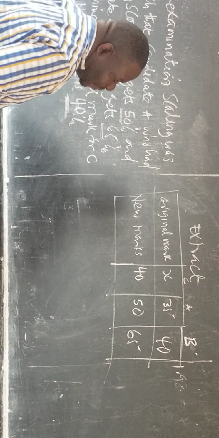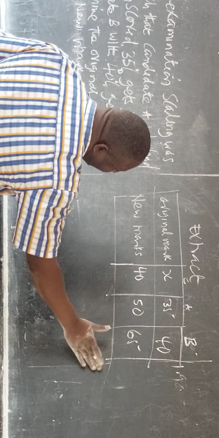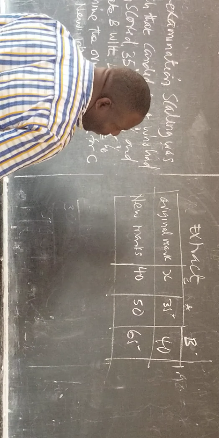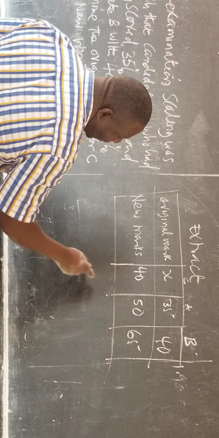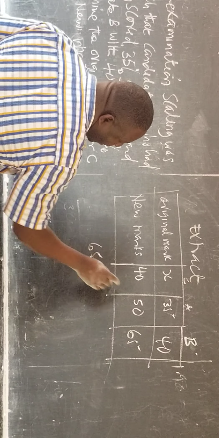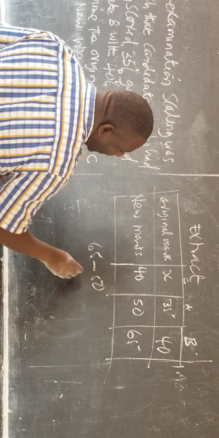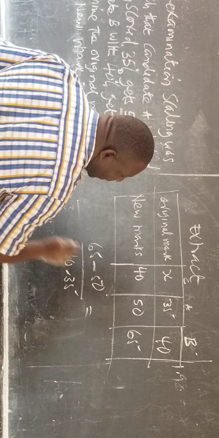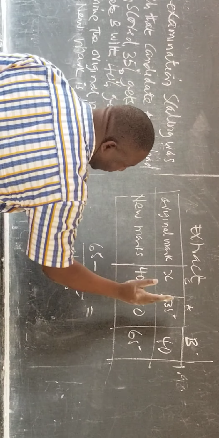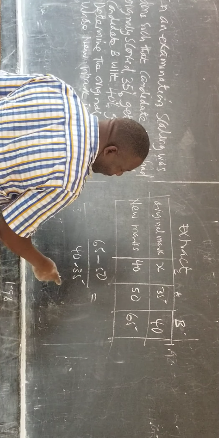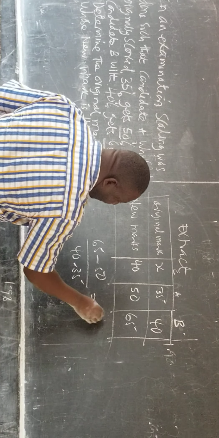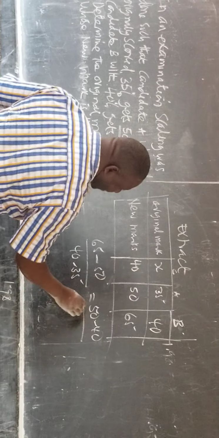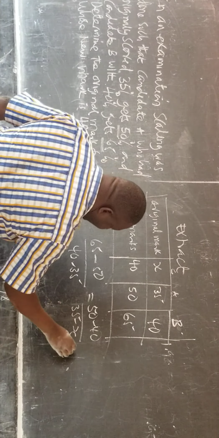And if we're using extrapolation, it is very simple. We can compare using the 65, the change in y, 65 minus 50, over the change in x, which is 40 minus 35. And now we can also compare this one and this one. Then we say the change in y, which is 50 minus 40, over the change in x, which is 35 minus x.